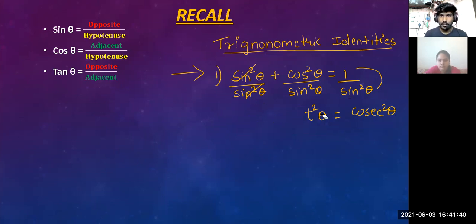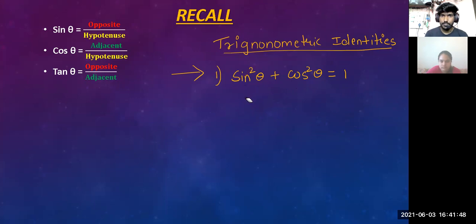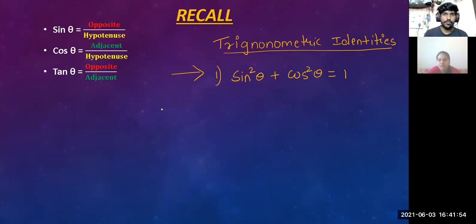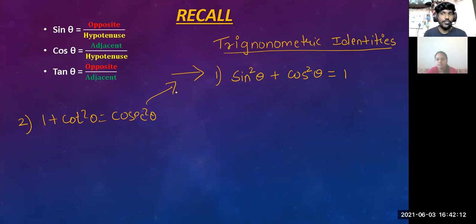I'll erase this. So for the second identity, erase the second equation also. One plus cot square theta is equal to cosec square theta. This we got, the second one, from the first one. So for this, we divided it by sine square. Now for the third one, you divide it by, can you guess? In this, we had a sine, so we divided by sine, which is the second.